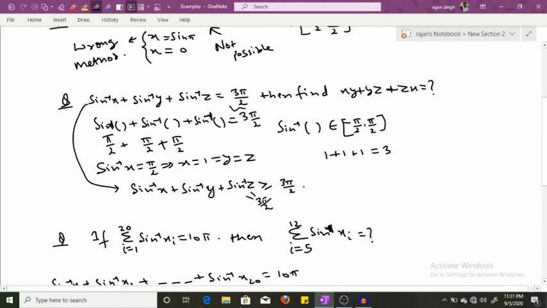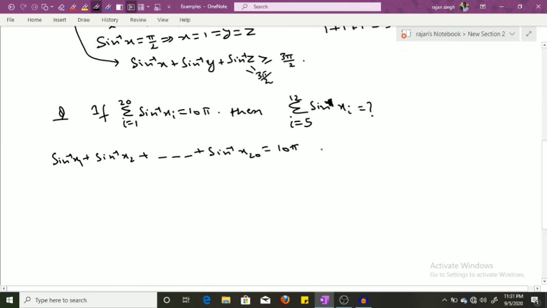And this was written in terms of pi by 2, right? So you write 10 pi in terms of pi by 2. Now you try to find out whether 20 sin inverses can add up to 20 pi by 2. Is it possible? There is one case when it is possible, and that is when every one of them becomes pi by 2. Then only it is possible.